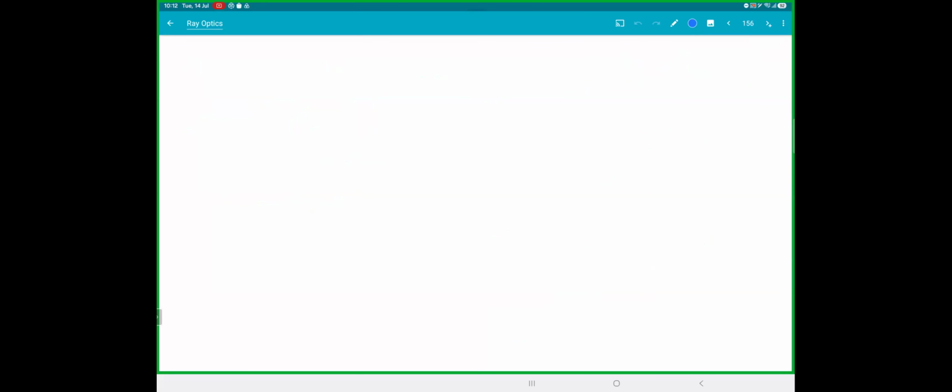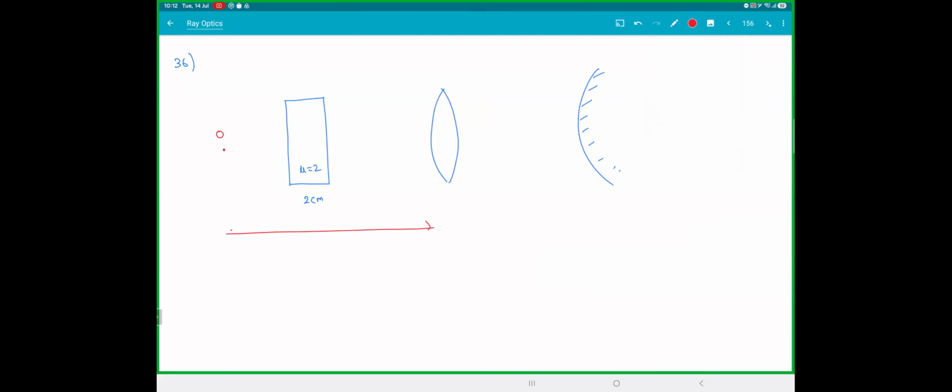So, next one. Let's say we have a slab, 2 centimeters, mu is equal to 2. Then we have a lens, and then we have a convex mirror. We have the object here. This distance is 31 centimeters. This distance is x. This radius is 20 centimeters. Let's say this is 20 centimeters. This is also 20 centimeters. This is mu equal to 2 and outside is 1. Find x if the final image is on the object.